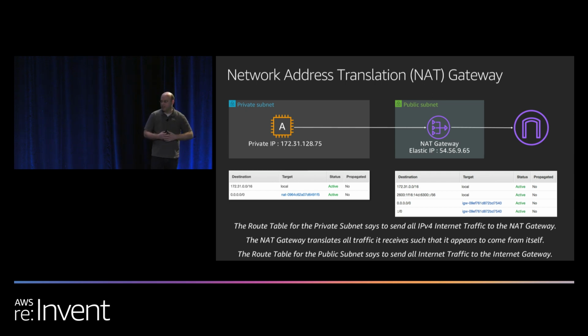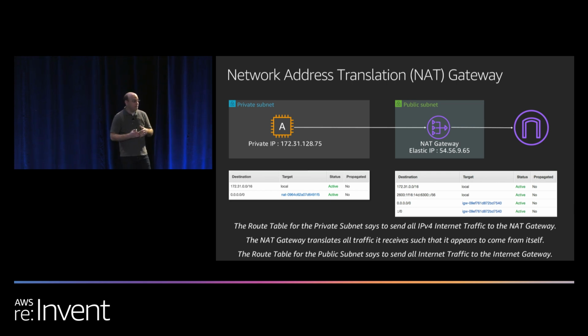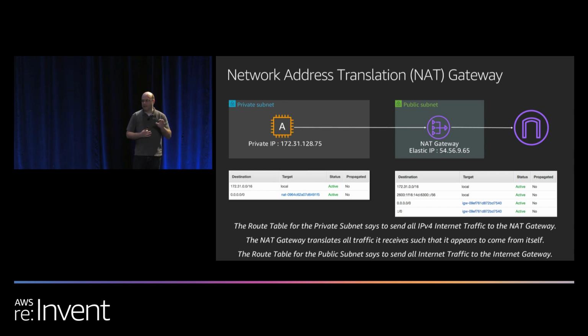So we've made a slight modification to the route table on the left side that's associated with the private subnet, and it now has a default route entry that points to the NAT Gateway. The NAT Gateway in turn sits in the public subnet on the right side. That public subnet obviously has a route to an internet gateway.